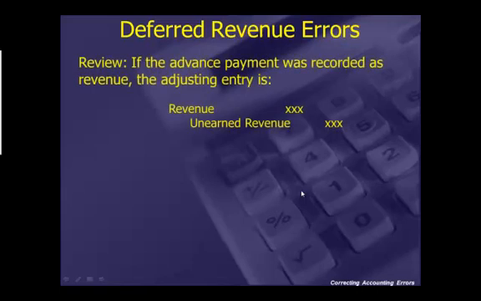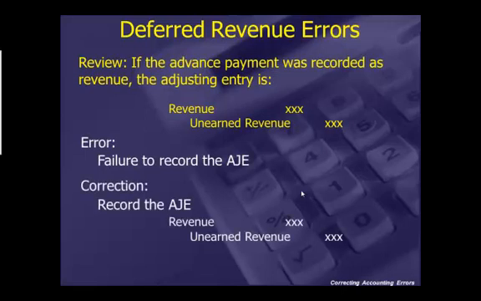All right. We're still working with the deferred revenue errors. As a review, if the advance payment was recorded as revenue, then the adjusting entry should be to debit revenue and to credit unearned revenue. The error, if you fail to record the adjusting journal entry, you would simply do what you should have done in the first place, and that's debit revenue and credit unearned revenue for the amount that will carry forward to the next period as a liability.